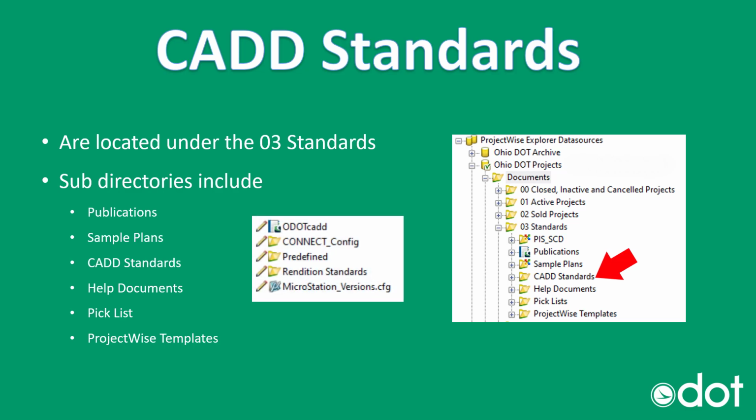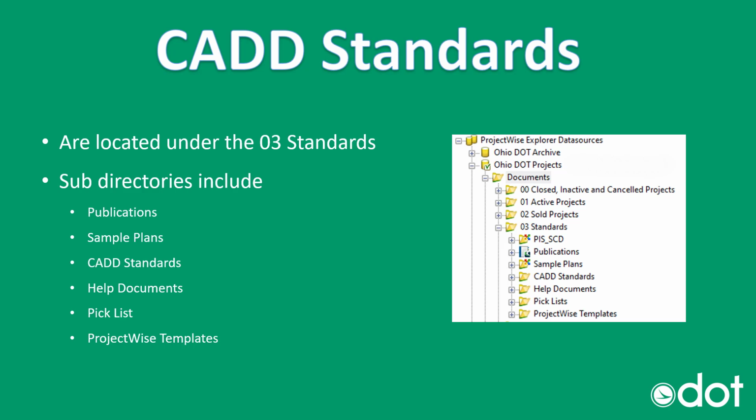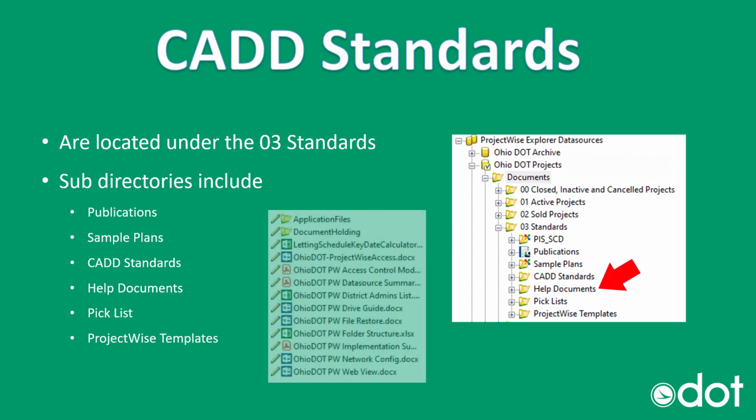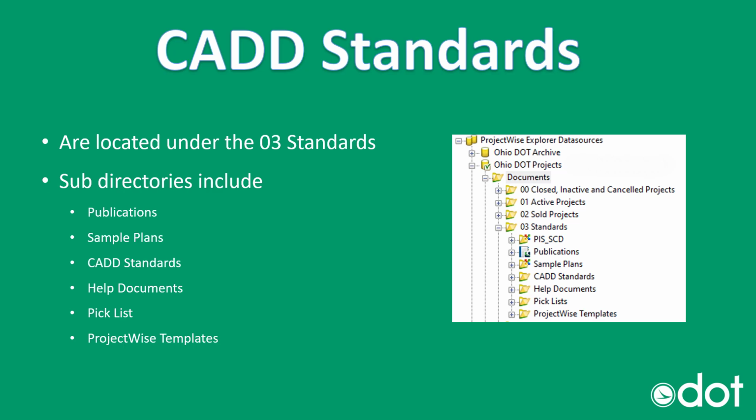Now, this is where the ProjectWise data source is pulling that for the managed workspace for the work sets. So if we were to open this, we would see all the different standards that we have that can be used with a managed workspace. You also see here we do have help documents. So this will be all the help documents to help you use some of the applications that we have, or just some general help documents.